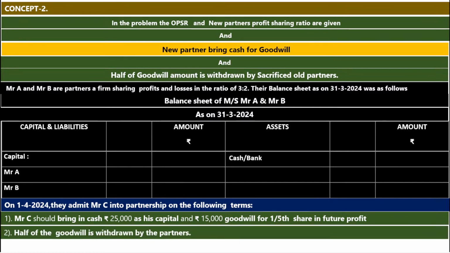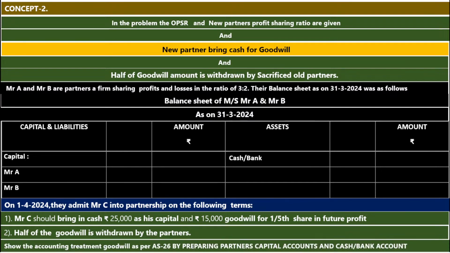Adjustment number 2: half of the goodwill is withdrawn by the old partners. I told you half of the goodwill is withdrawn by the old partners. This is case number 2, or concept number 2. Show the accounting treatment of goodwill as per AS 26 by preparing the partners' capital accounts and the cash/bank account. This is the question. Please pause the video and note it down. After that, I'll start the solution.